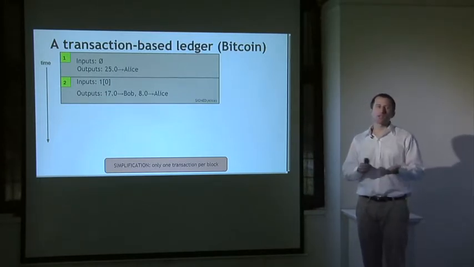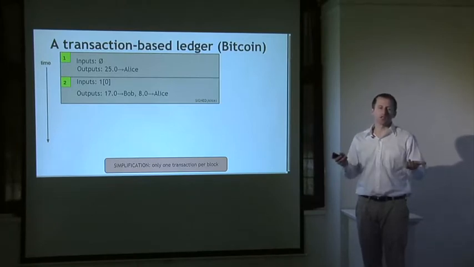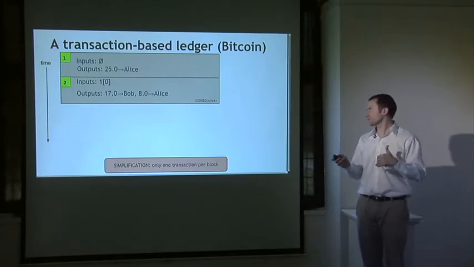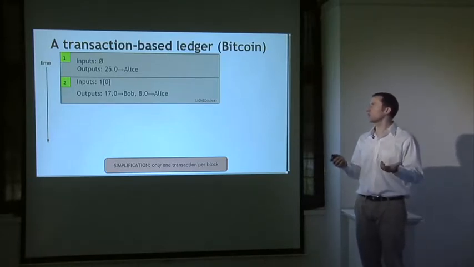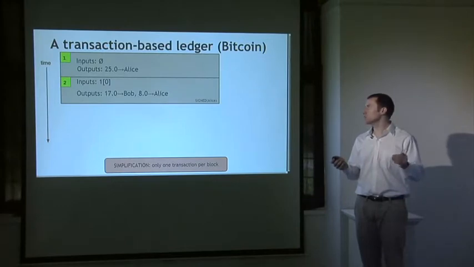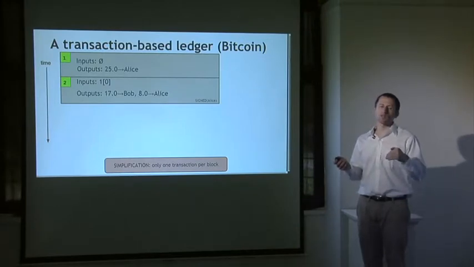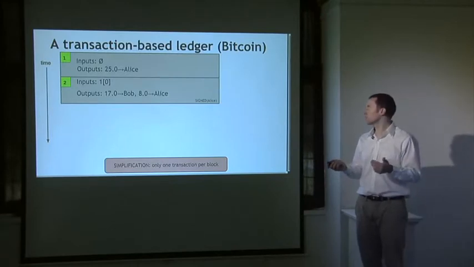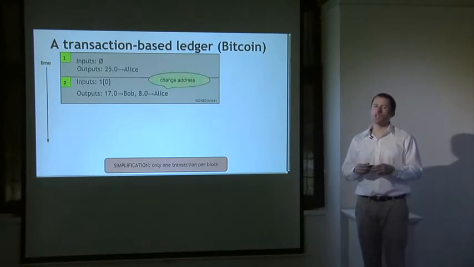And of course, this whole thing is signed by Alice so that we know that Alice actually wants to do this transaction. And now you might ask, why does Alice have to send money to herself here? She's taken the 25 coins that were assigned to her in transaction 1. She only wanted to pay 17 to Bob, and she has to have a new output where 8 coins are sent back to herself, possibly to a different key, but to herself. So this is what's called a change address.